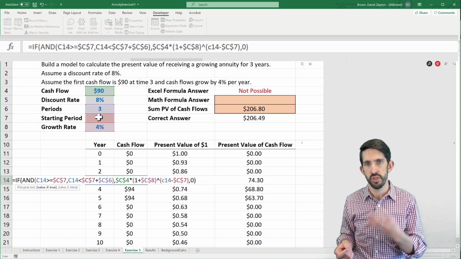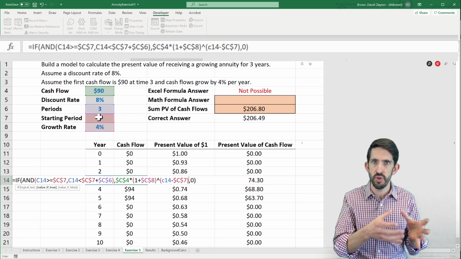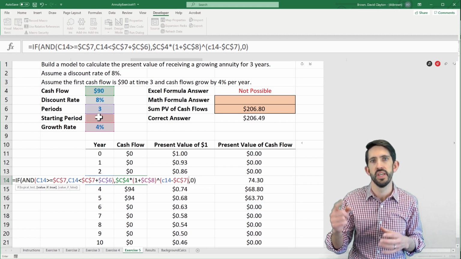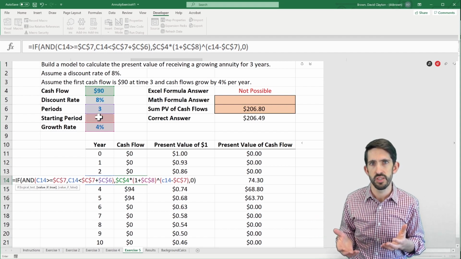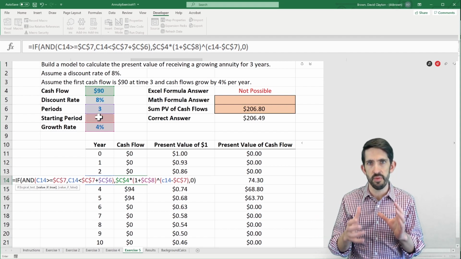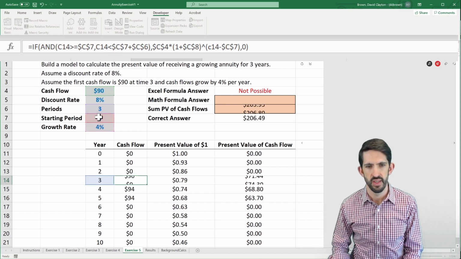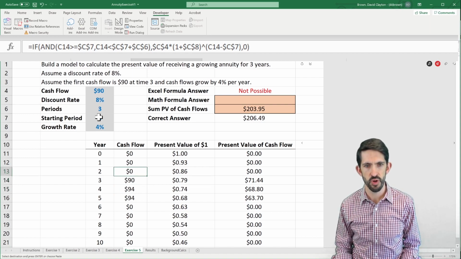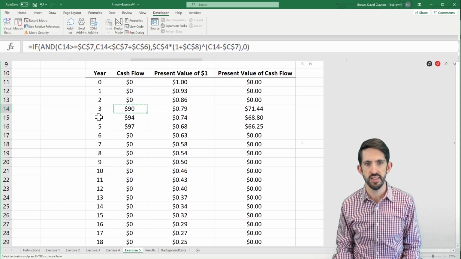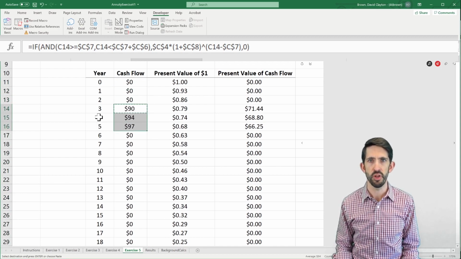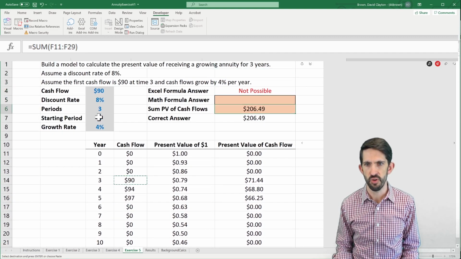Next period, it'll be year 4. 4 minus 3 is going to give us 1, so we'll get the cash flow times 1 plus R to the 1. The following year, year 5, we're going to have 5 minus 3 is 2. So cash flow 90 times 1 plus R squared is going to give us that 2 years of growth that we want. So we hit enter. Now we need to copy this formula over the entire column. And now we see our 90, 94, and 97 that we wanted all along. Let's check our answer. And we see that our answer is correct.